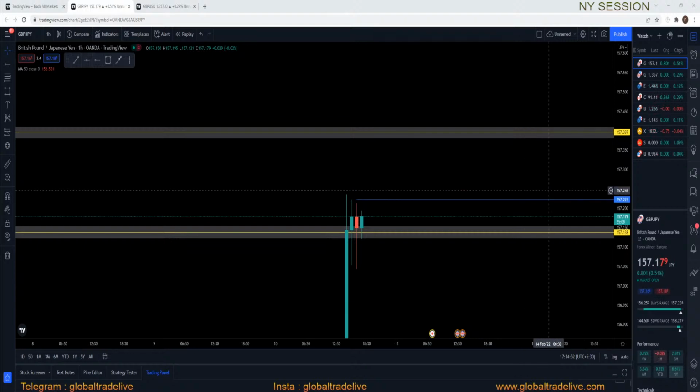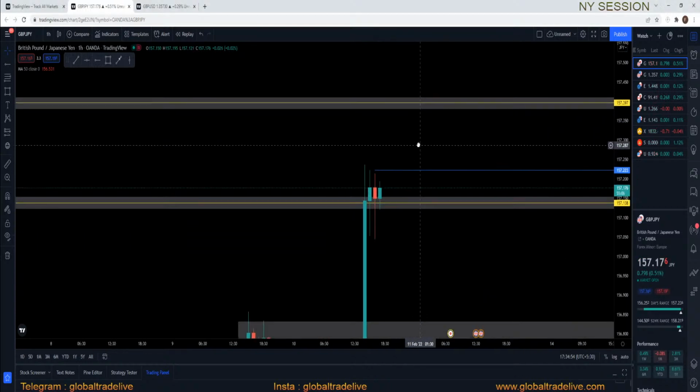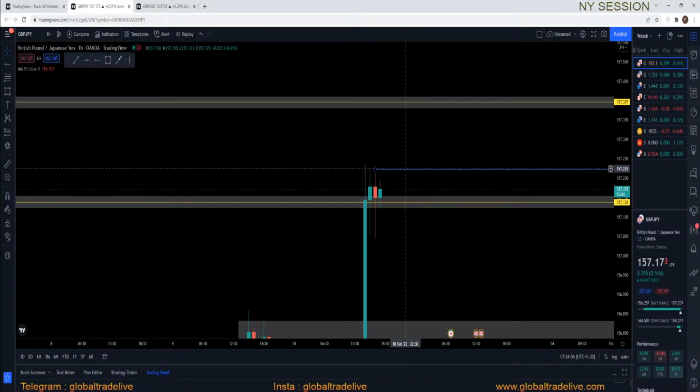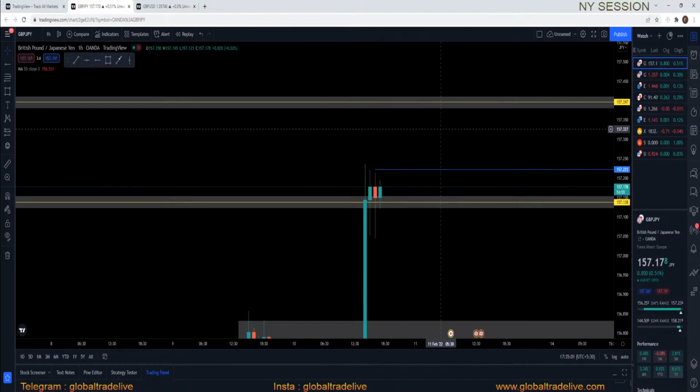Okay, everybody. So I'm gonna buy above 157.223 area. So I'm gonna keep my mic on the mute. So you guys can automatically take the trade above 157.223 area.